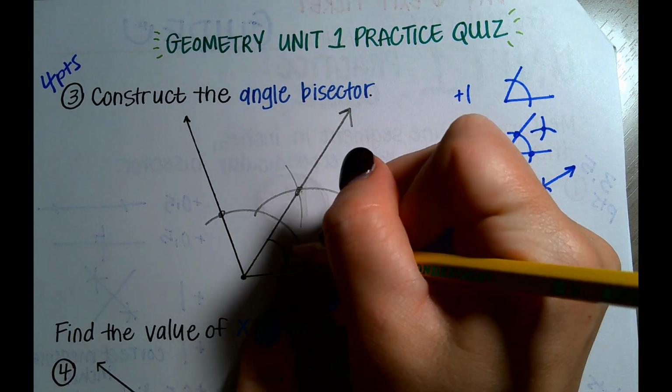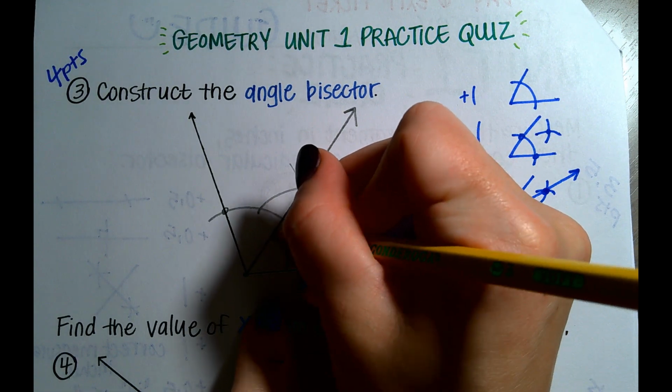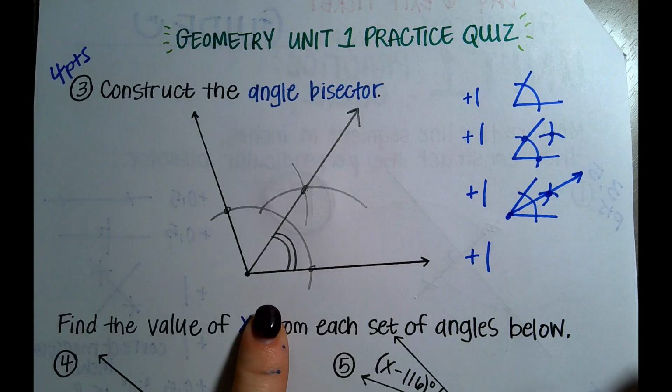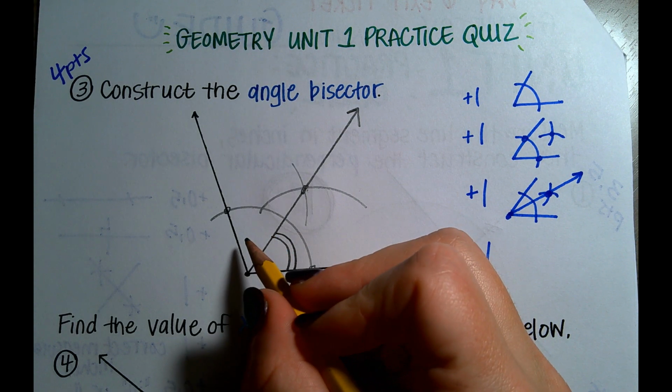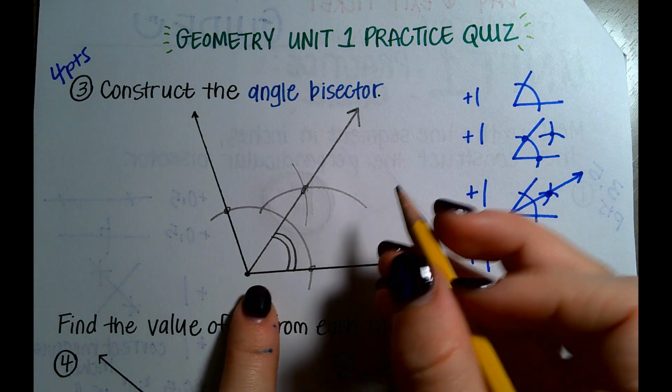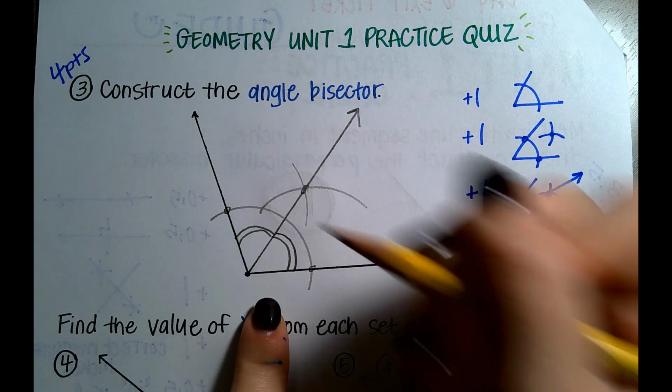So I'm just going to put an arc here. If you want it to be different, you could put 2 arcs. And then just make sure however many you put on one, you do the same amount on the other. So I put 2 here. I'm going to put 1, 2 on that one.